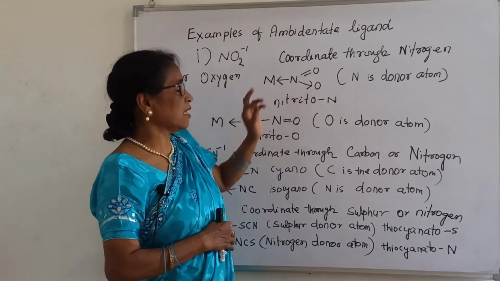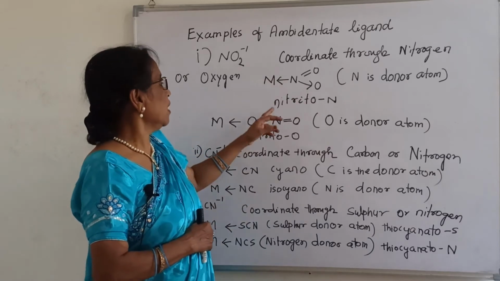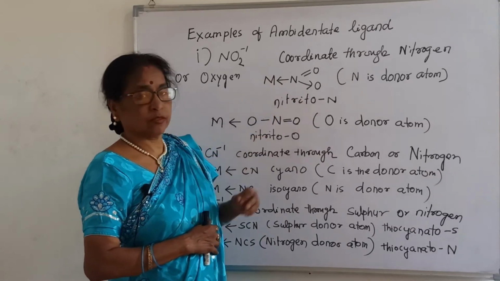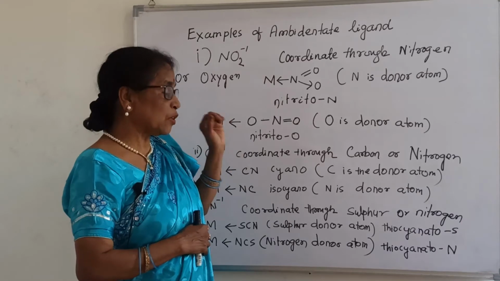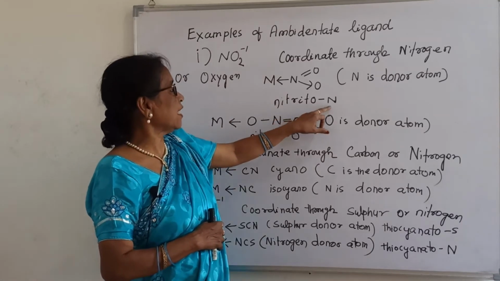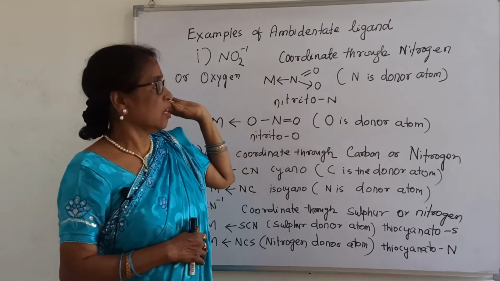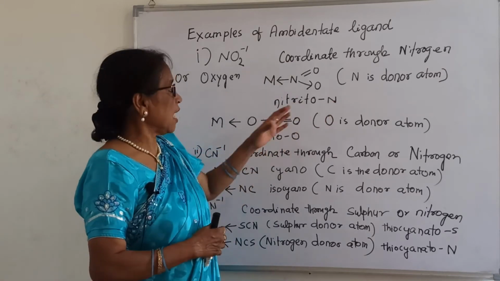And here N is the donor atom. What is the name? Nitrito N. Nitrito remains the same. The N indicates that nitrogen donates the pair of electrons. Nitrogen is the donor atom, like this.